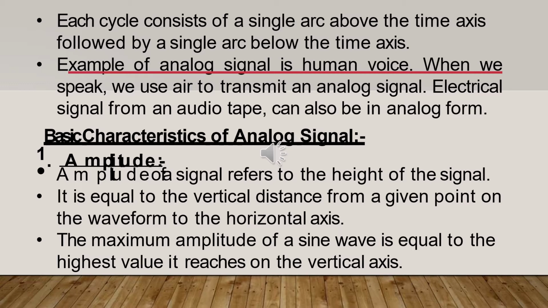If we talk about the basic characteristics or properties of analog signals, one of the important properties is amplitude, right? The amplitude of a signal refers to the height of the signal. It is equal to the vertical distance from a given point on the waveform to the horizontal axis. The maximum amplitude of a sine wave is equal to the highest value it reaches on the vertical axis.